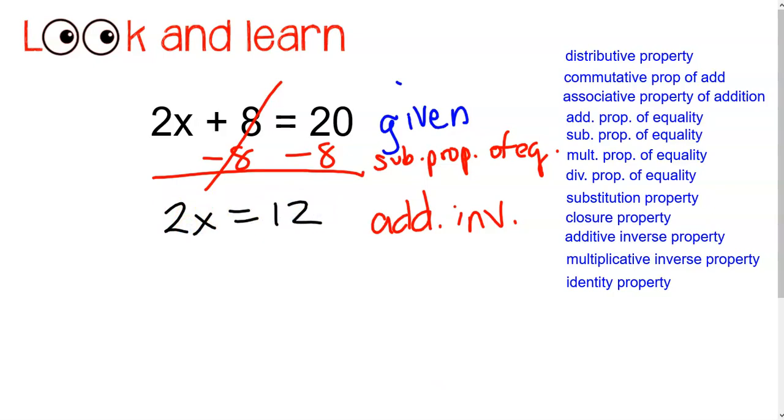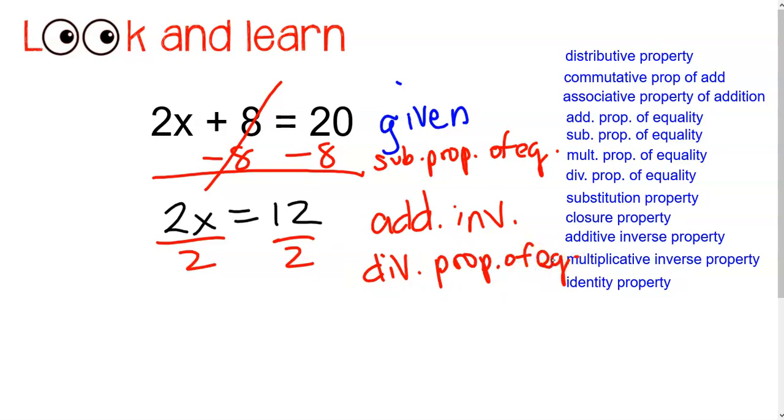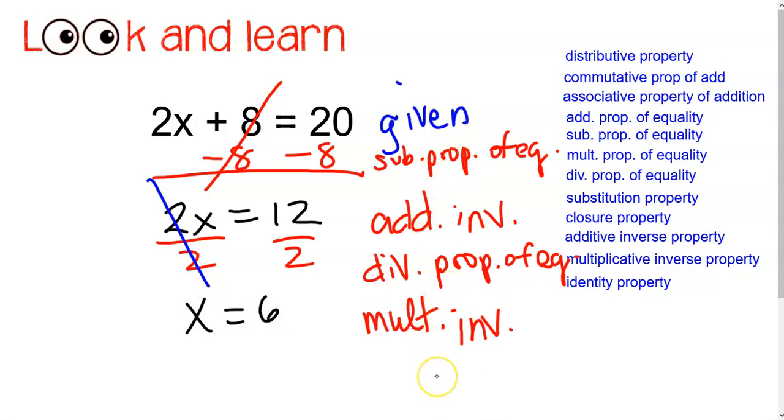Alright, I'm going to divide both sides now by 2. That's the division property of equality. And remember what comes after a property of equality? Some type of inverse. Now, if the two items were adding together to create a 0, that would be the additive inverse. But if two items cancel out and reduce down to 1, that's known as the multiplicative inverse. So again, I'm abbreviating here, but these are the properties.